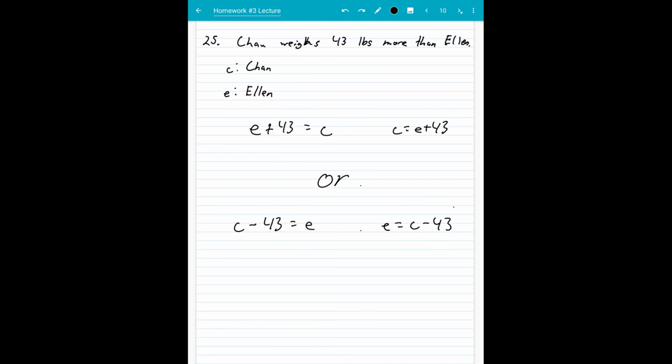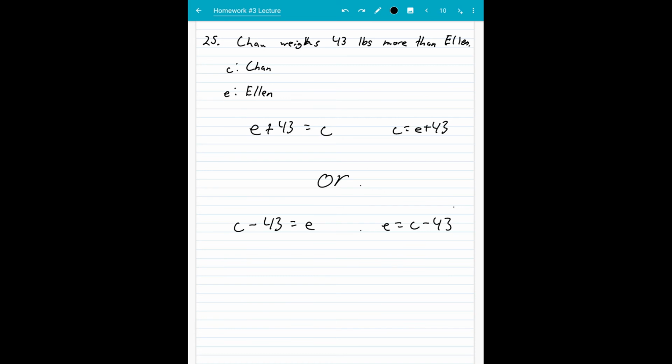The rule with solving equations is if we have two unknown variables, we need two equations to work with. So this is only one equation. It's just written in different ways. So it's still technically only one equation, just written in different ways. So we need some more information like, oh, their total weight is this. So if I have their total weight and I know Chan is 43 pounds more, I can figure it out.